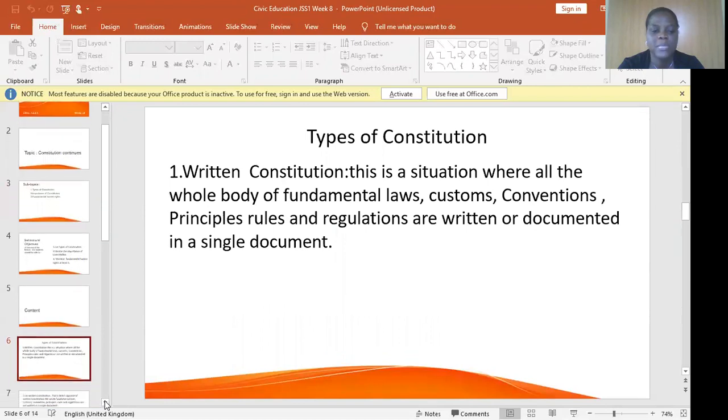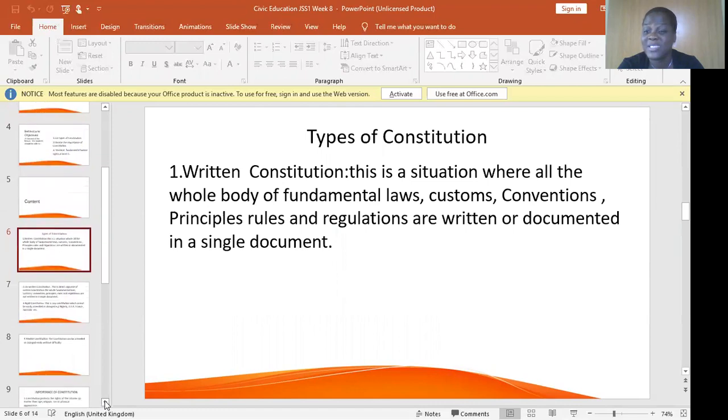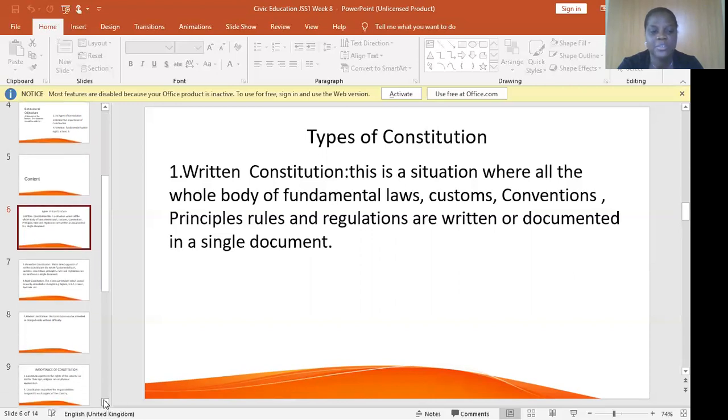Before we start with types of constitution, who can remind us what constitution means? A quick reminder. Constitution is the body of rules and regulations, conventions, beliefs that governs both the ruled and the ruler. And the types of constitution include number 1, written constitution.